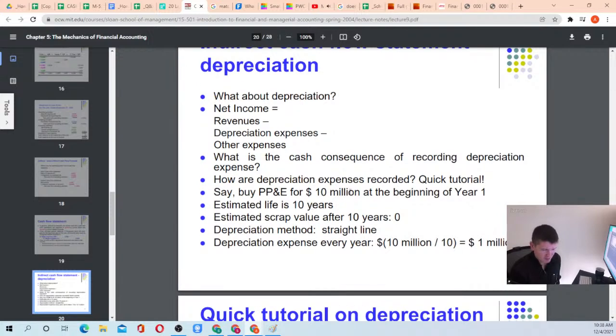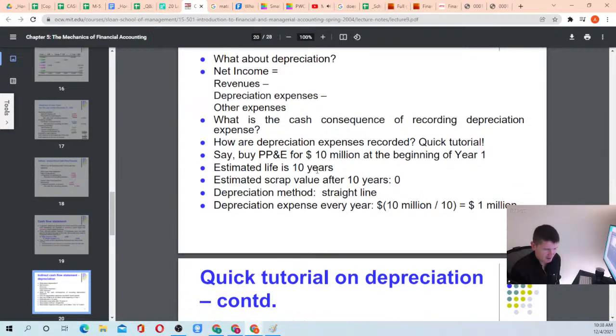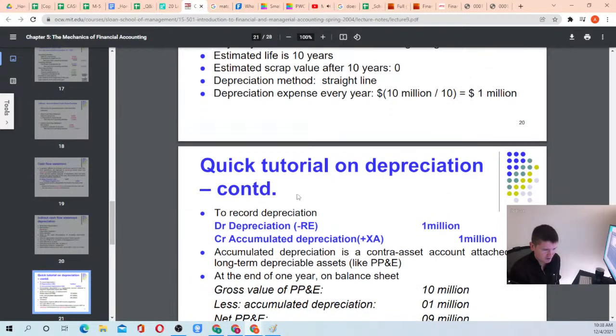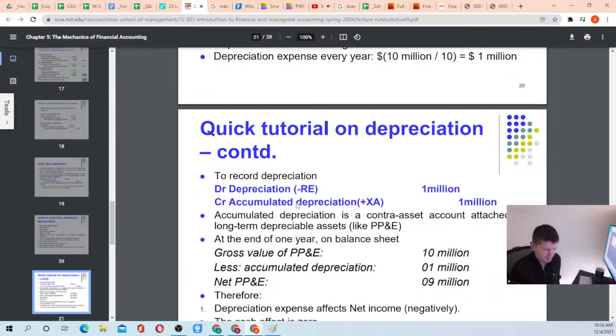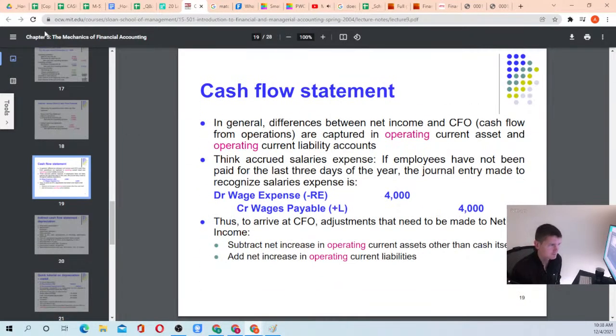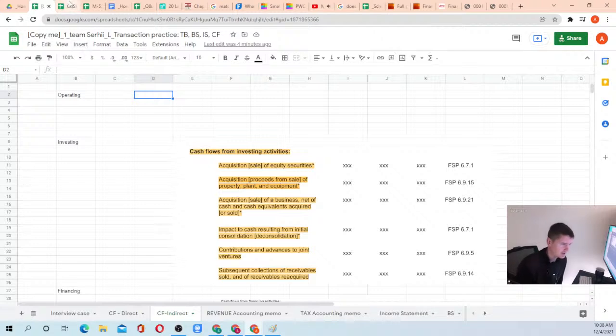Say we buy PP&E for 10 million at the beginning of the year and the estimated life is 10 years. With the straight-line depreciation method, the depreciation expense every year is 1 million. So okay, depreciation, let's go back. We figured out that we have the direct method and the indirect method.